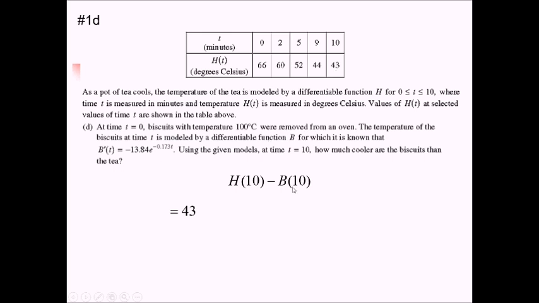B of 10 is going to take a little bit more work. We're going to have to use the fundamental theorem to figure out the temperature of the biscuits at 10 minutes. I'm going to have my initial value here, 100 degrees Celsius. And by the way, I'm going to subtract all of this stuff in big parentheses. So minus parentheses, we've got 100 degrees Celsius, plus now I have to take the integral of b prime from 0 to 10. And let me just plug all that in my calculator.